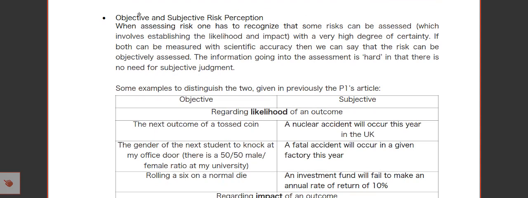Then the second thing that we see here is about objective and subjective assessment. What do you mean by objective or subjective assessment? Now, objective assessment is when you can measure it with scientific accuracy. That's it, okay? Meaning you can back it with statistics. All right, you can back it with data. Now that's called scientific accuracy.